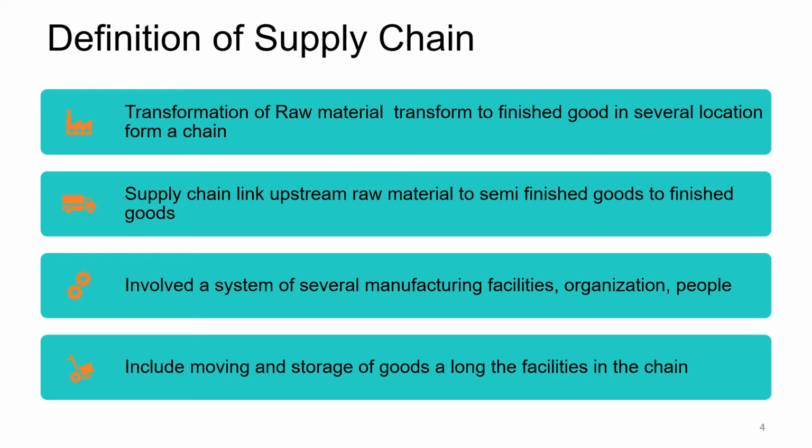This chain is known as the supply chain, which transforms raw materials to a finished good in several locations. This chain will link the upstream raw material to semi-finished goods to finished goods suppliers and involve several manufacturing facilities, organizations, and people in multiple locations, which include the logistics of moving and storing the products in warehouses and distribution centers along the way in the chain, which finally will reach the end customers.